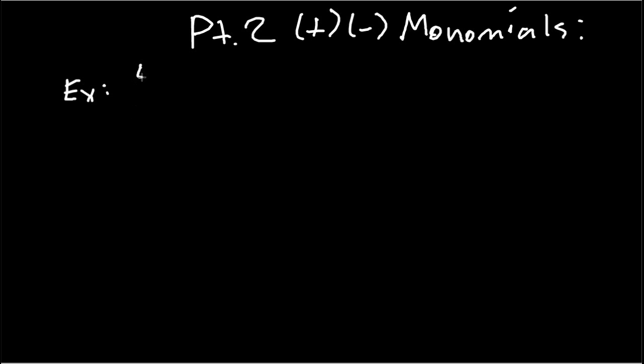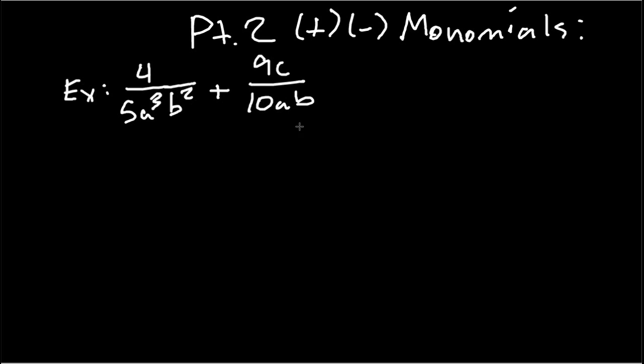So let's say we've got 4 over 5a cubed b squared, and we are going to add to that 9c over 10ab. Okay, so these are just two fractions with variables. Just like with adding fractions, we have to find the LCD like we did in the last video. So, just like before, start with our numbers. Least common multiple of 5 and 10. Well, that's pretty easy. 5 and 10 both go into 10.